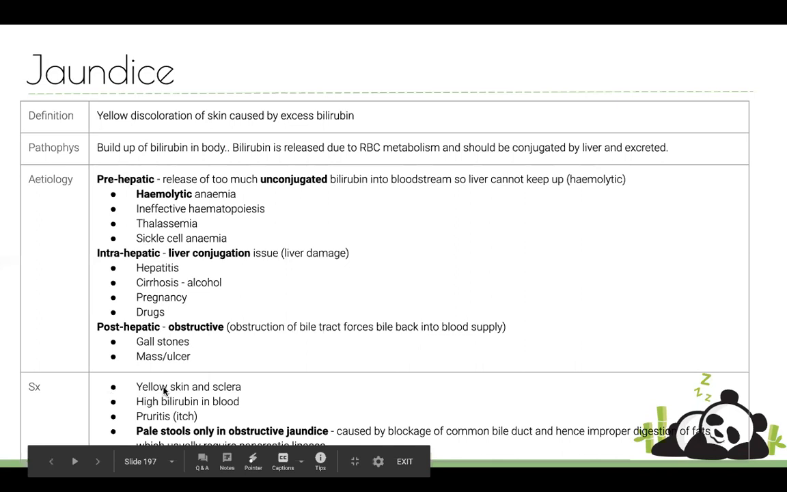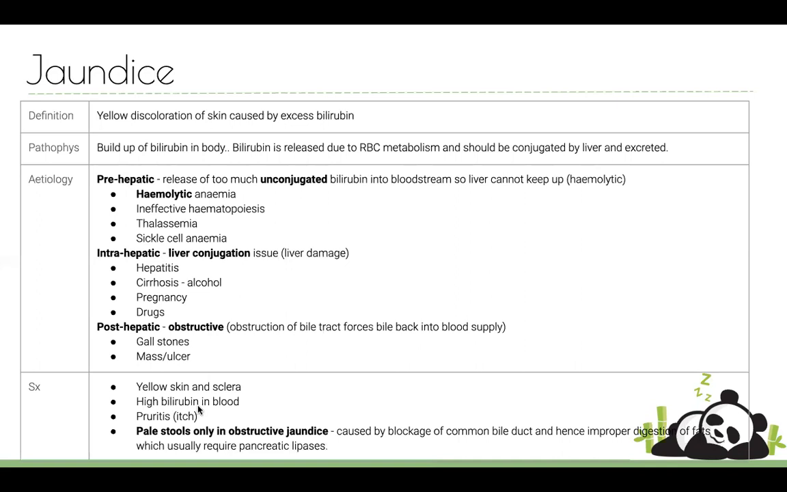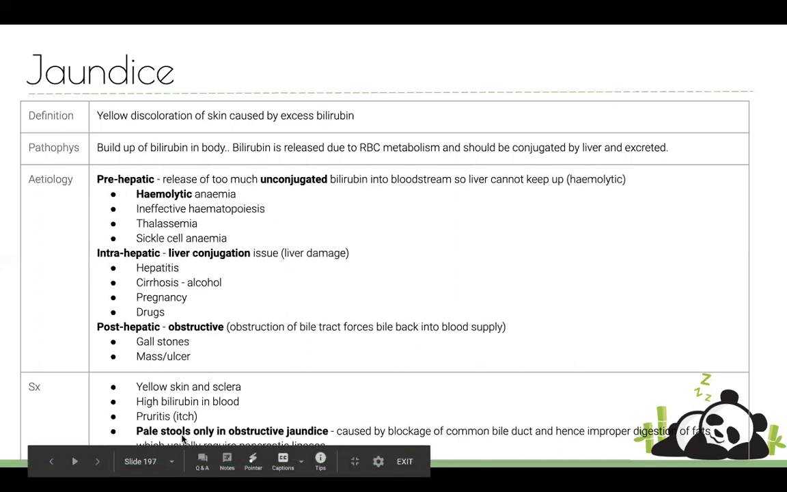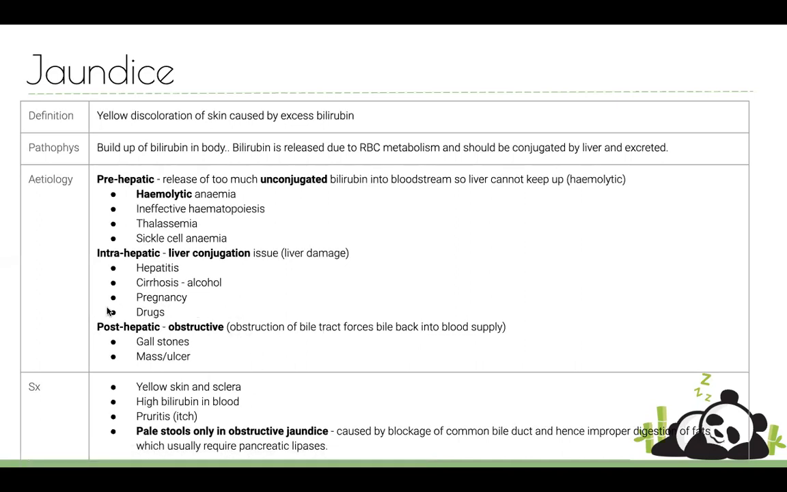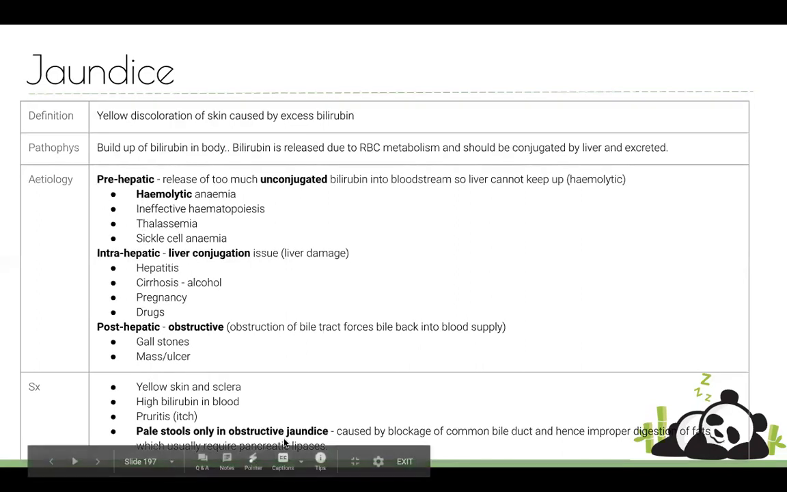So what do you see? You see yellow skin and sclera, which is your eye. You see high bilirubin in the blood. You get pruritus, which is an itch, and you also get pale stools or dark urine in obstructive jaundice only. So that's the post-hepatic causes. You wouldn't get those in the intrahepatic or the prehepatic because it's essentially caused by blockage of that duct.